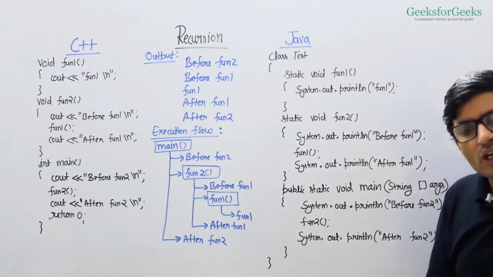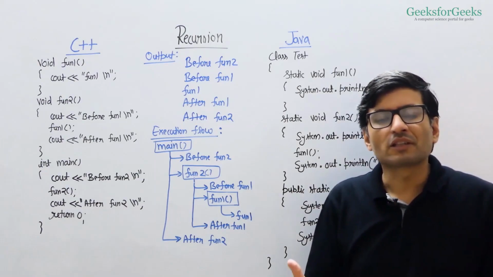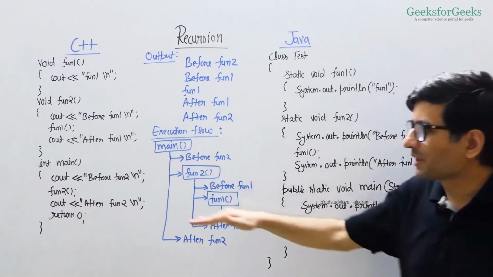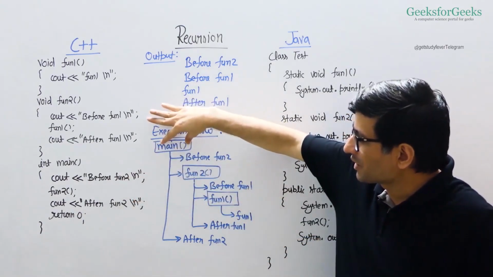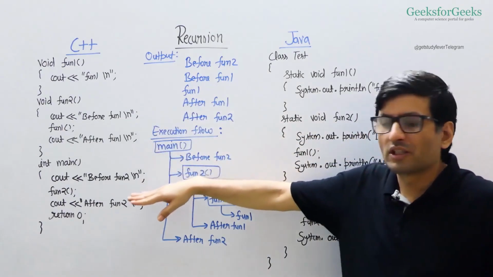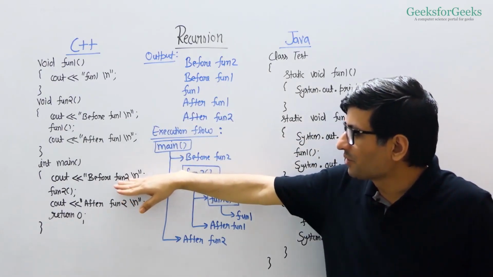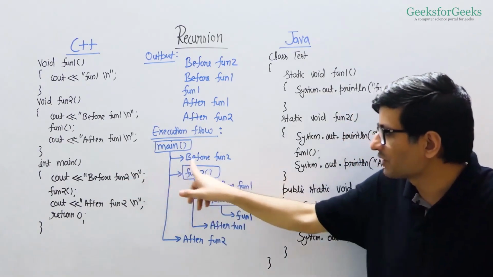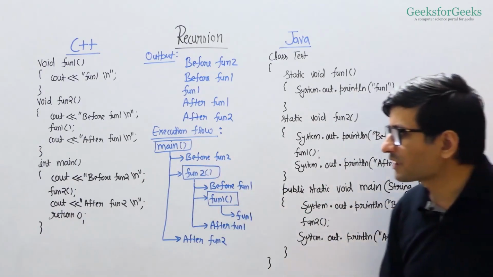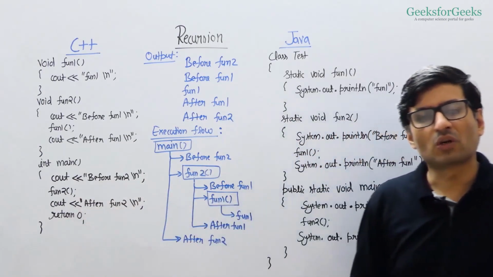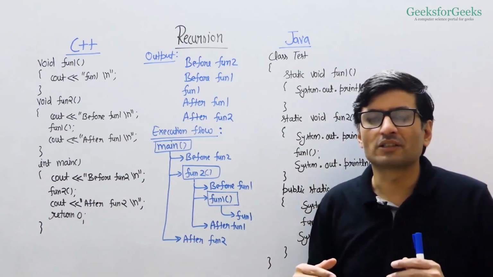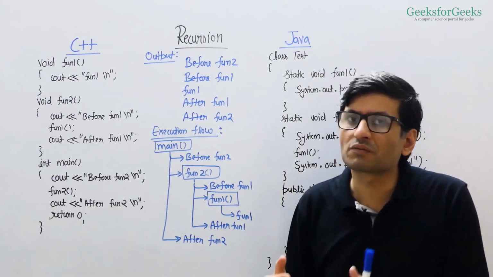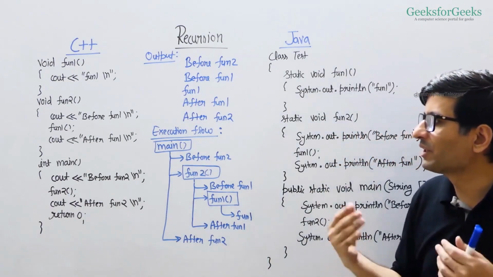Whether it is C++ or Java, execution begins from the main function's first line. So our execution begins from this line. Main is the function that is called first, and when main is called, it starts executing from the first line. So the first thing that you see on the screen is this line's output, which is before fun2. Now main goes to the next line, and the next line is a function call. Now main is stopped, and it's going to resume its control once fun2 is over, and control is given to fun2.